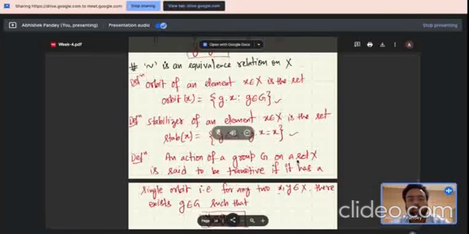An action of a group G on a set X is said to be transitive if it has a single orbit. It means that you take any 2 points belonging to X, there is a group element g such that g dot x is equal to y. Okay, so every 2 points are related to each other by this action.